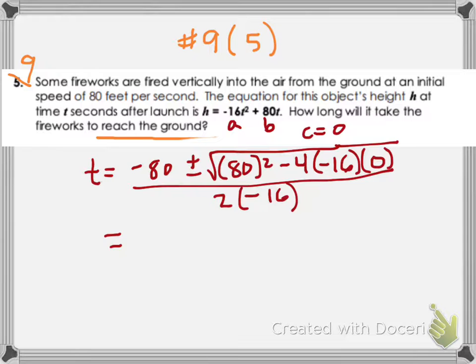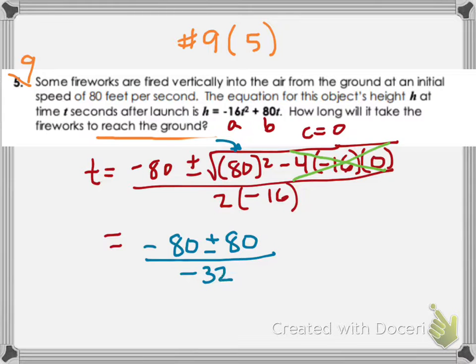And then anything times 0 is 0. So this stuff right here is nothing. So what we end up with here is negative 80 plus or minus, and then the square root of 80 squared, this piece right here. Remember how the square root undoes squaring? Those are inverse operations. So this is just 80 and over negative 32.